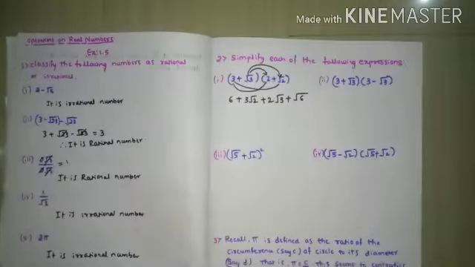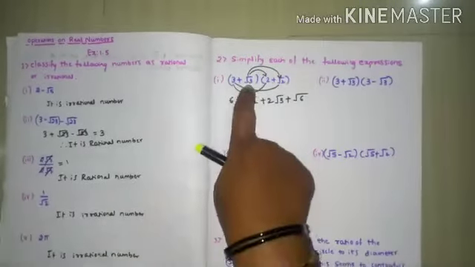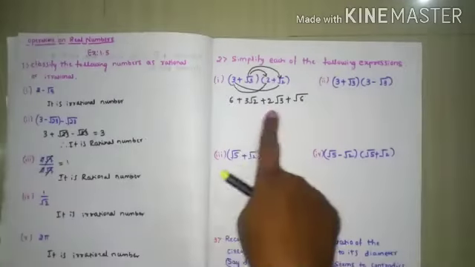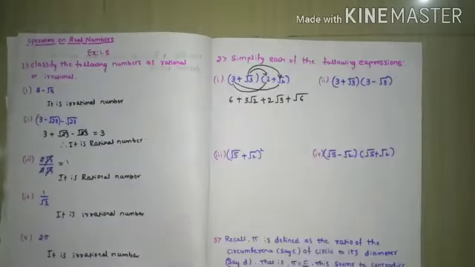Now this is the answer. Further you can't simplify because there are no like surds here. These are called surds. These are also called surds. There are no like surds. Just this is the answer for this.